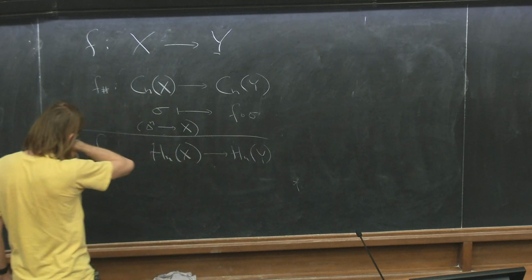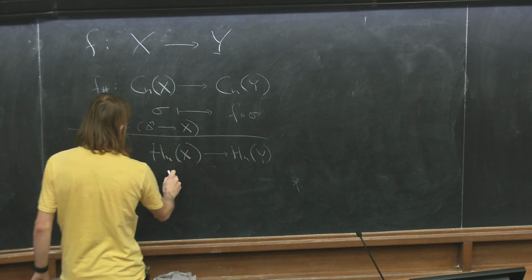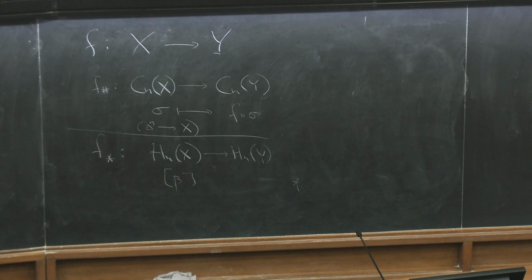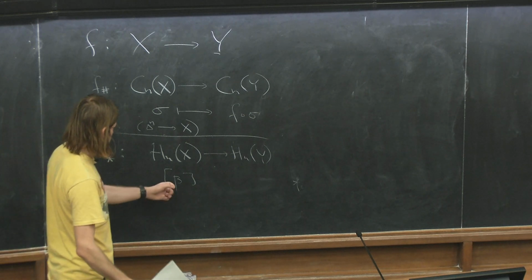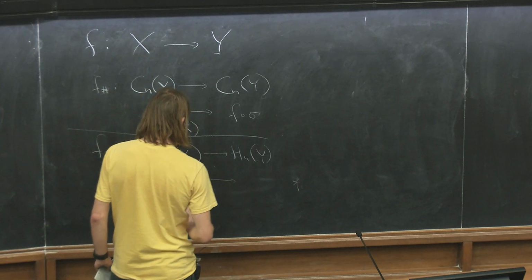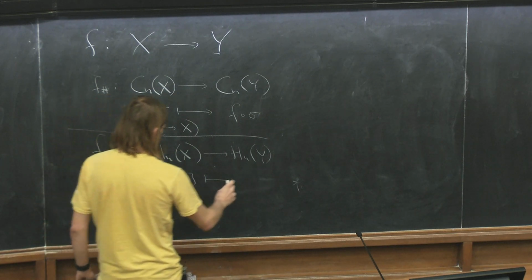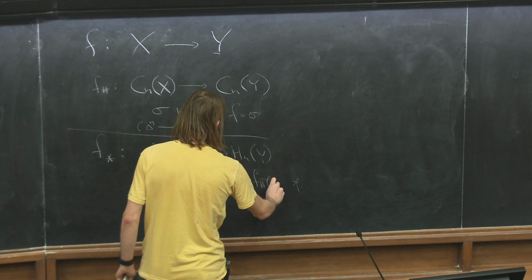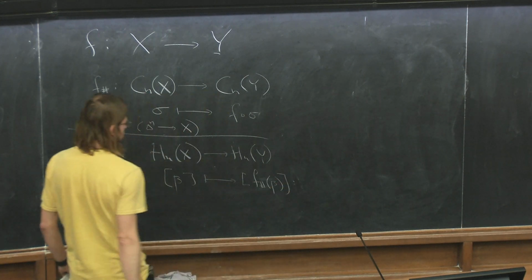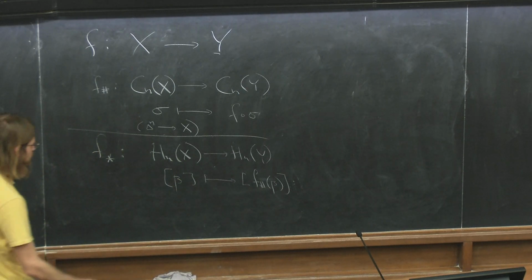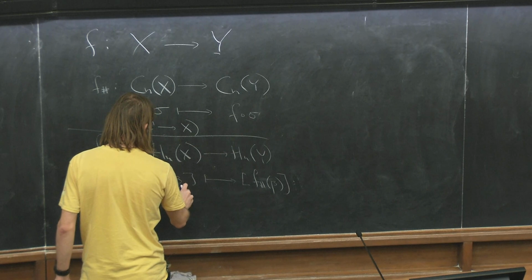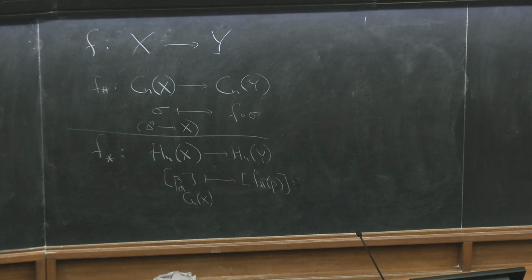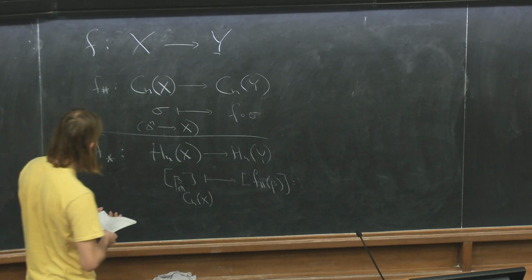It was defined by taking a class of a singular chain beta and mapping it to the class of f sharp applied to beta. Here beta is an element of C_n of X representing some element in the homology group.